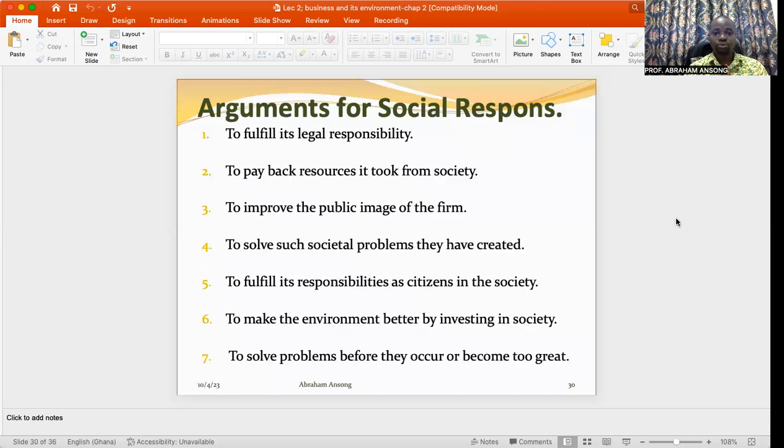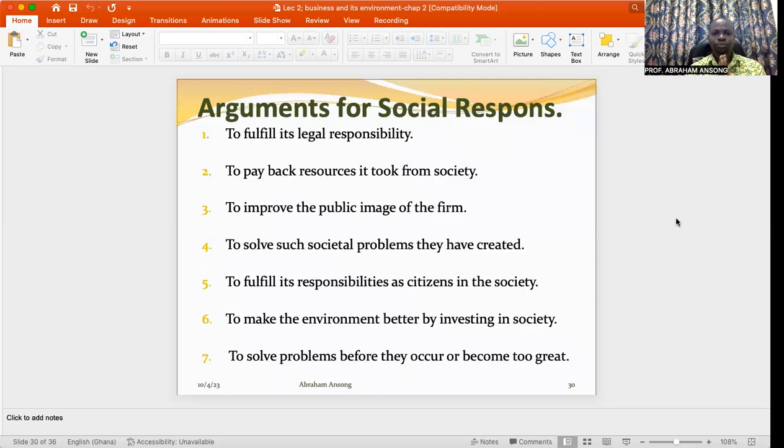Okay. To solve such societal problems they have created. So some of the problems are coming from society. So if we take the extractive sector, for example, if they are into mining and so on, or timber, they will have destroyed the environment. So if they were to get into the planting of trees or some other restoration, it is basically because they want to solve the problem that they have created.